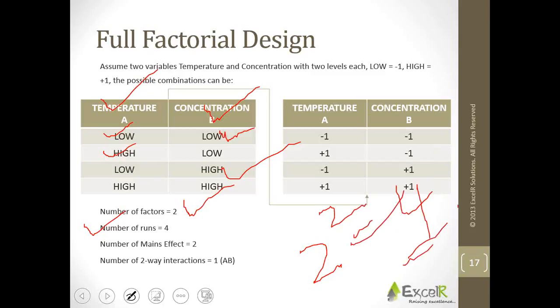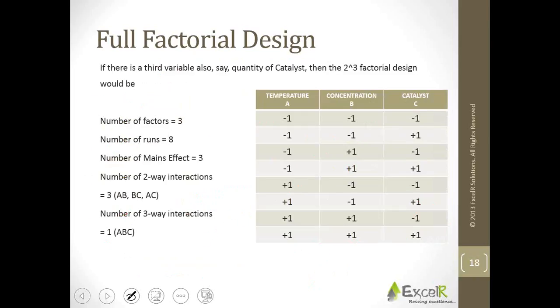How many main effects can you have? One is A, another is B. So you have two main effects. How many interaction effects can you have? A, B put together. Simple.